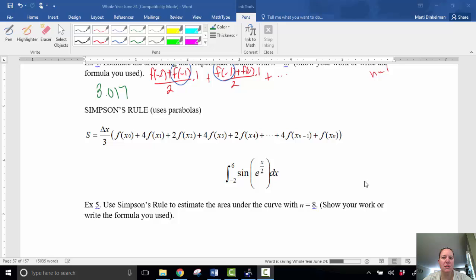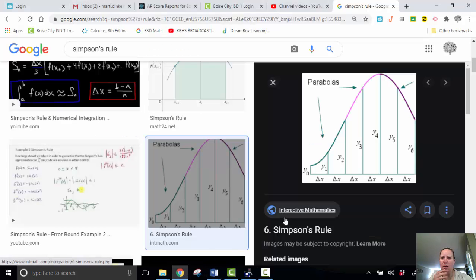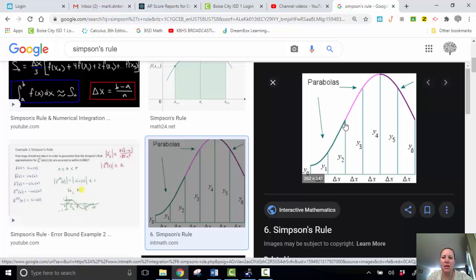So now we're going to use Simpson's rule, which again is not part of the BC curriculum, but is something that you should know in a Calc 2 class. So Simpson's rule actually uses parabolas. You can see the formula there. I'm just going to go to a quick picture that I found online that kind of shows us what Simpson's rule is doing. What it's doing is really picking 3 points, making a parabola under those 3 points, and then calculating the area under that parabola.